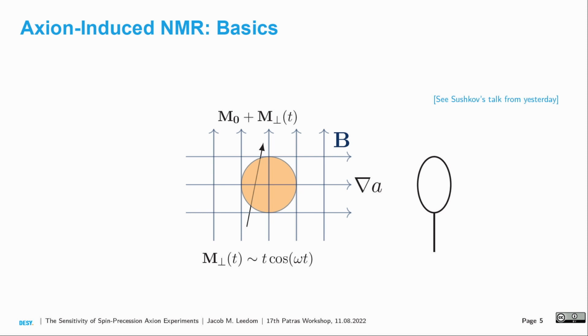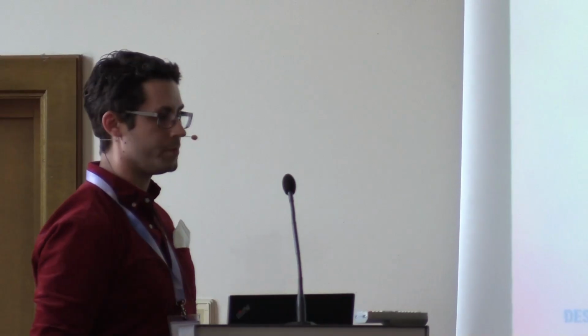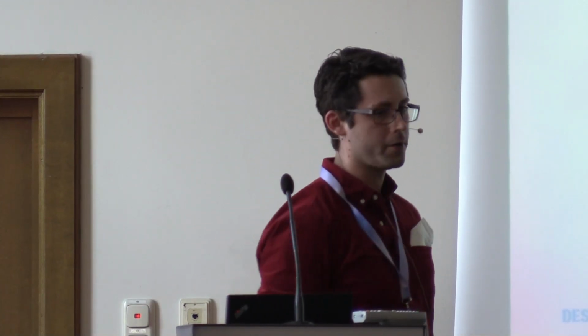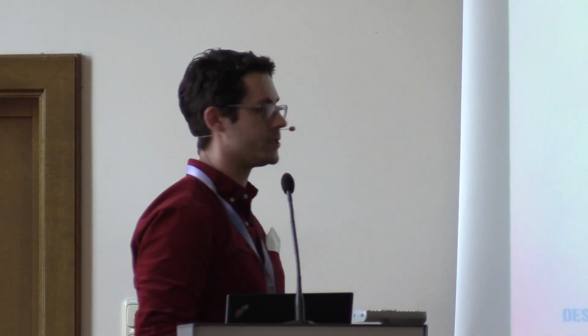All right, so just as a very brief review, for more details, you can see the talk from yesterday about this, but the main idea for NMR experiments is that you've got some sample here in orange, you apply some uniform magnetic field, let's say in the z direction, and then instigate some uniform magnetization in your sample. Then, assuming axion dark matter exists, this will act like a pseudo-magnetic field that will introduce some orthogonal magnetization, which we will then try and measure in a pickup loop.